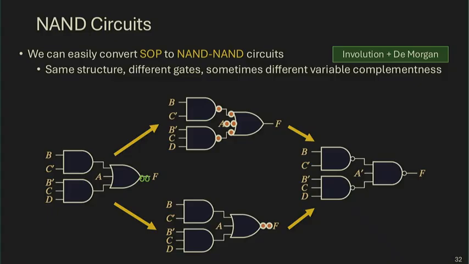Alternatively, you can think about this bubble pushing game as inserting a bunch of inverters in the middle. And then one of these inverters will be put next to the previous gates. The other inverter will be pushed through that OR gate to make it a NAND gate with inverted output. And always remember here you have a standalone variable, so the variable also needs to be complemented.